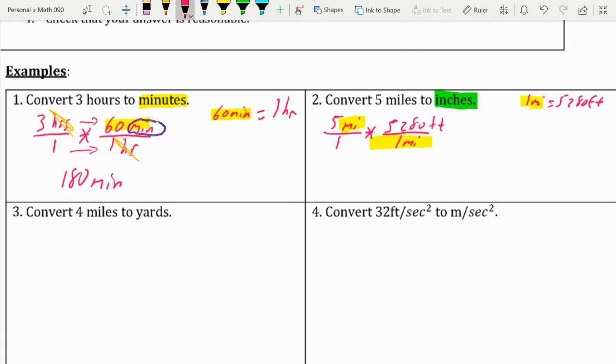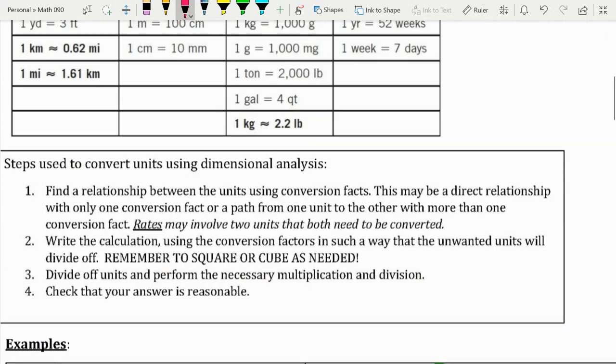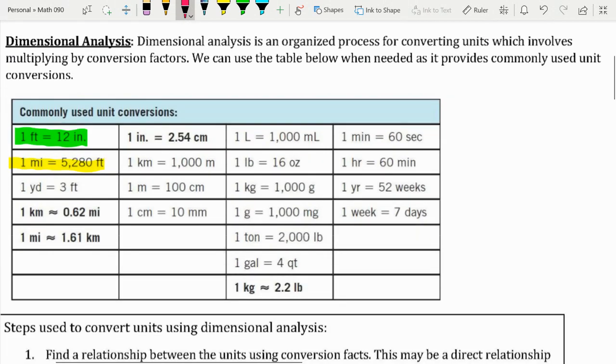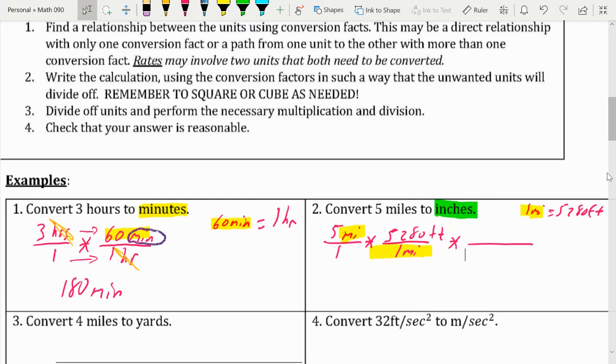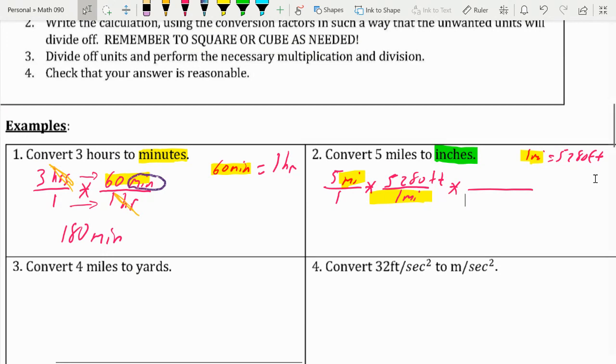5,280 feet. But we don't want feet. We want inches. Remember, we want inches. So these inches are going to have to go up on top. So I know I'm going to have inches up on top. So remember the other conversion? 1 foot equals 12 inches. So I know I need inches up on top.